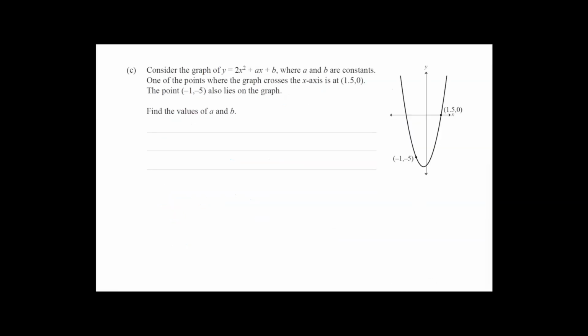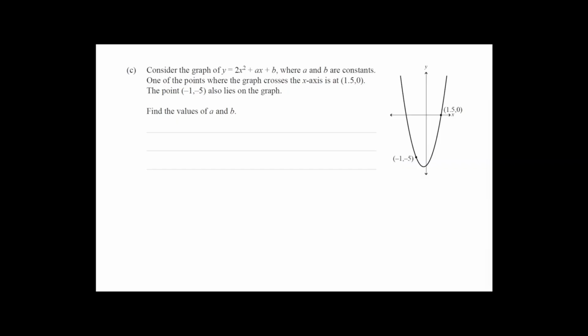Next, we're asked to consider the graph of y equals 2x squared plus ax plus b, where a and b are constants. One of the points where the graph crosses the x-axis is at (1.5, 0), and the point (-1, -5) also lies on the graph. Find the values of a and b.